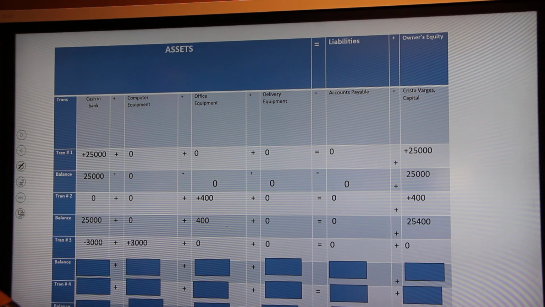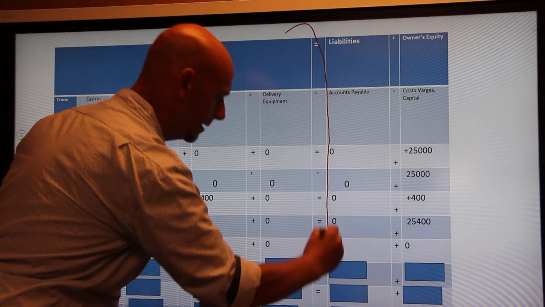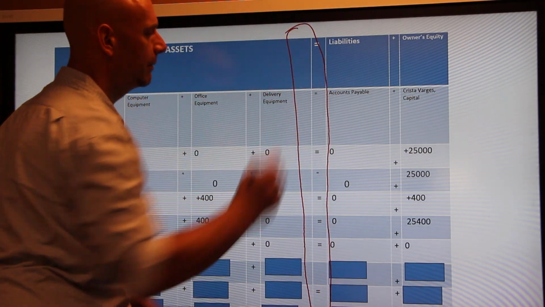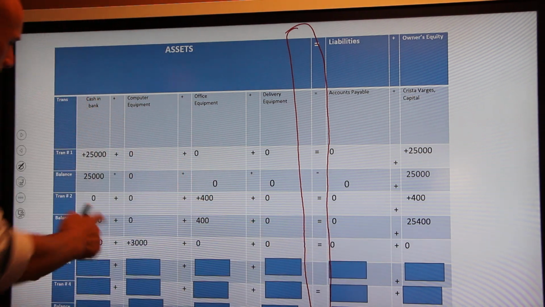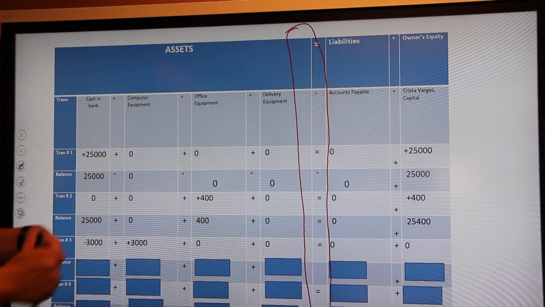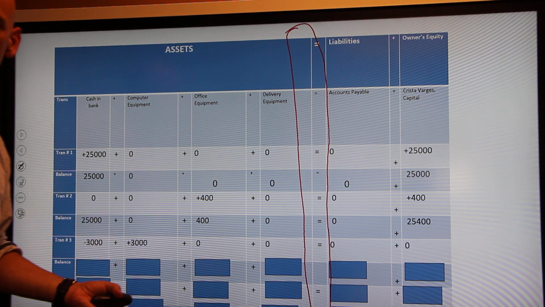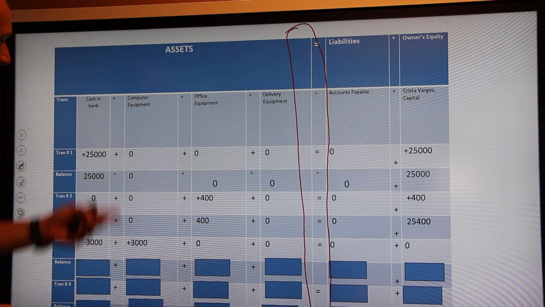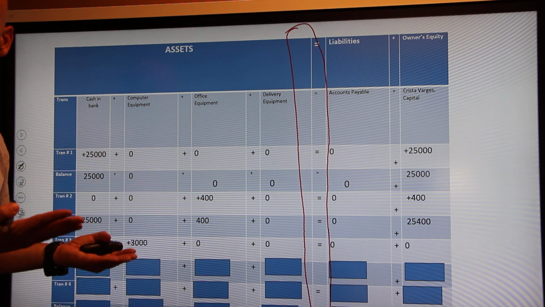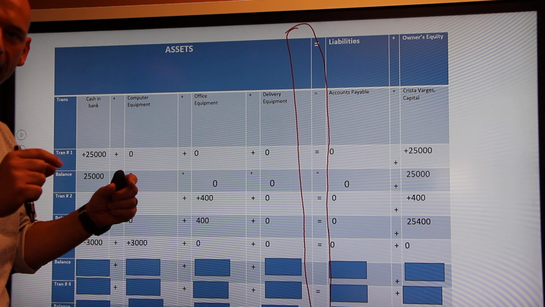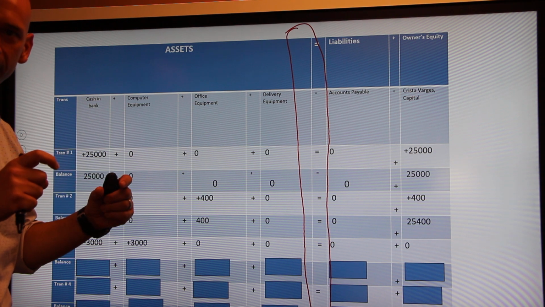Was capital affected? No. Now this is where a lot of people get confused. Remember, capital shows us how much of the assets belong to the owner. In this case, did our total assets go up? Not really. Look, our cash went down, which is an asset, $3,000, but office equipment went up $3,000. So we actually had a net zero gain in our assets.